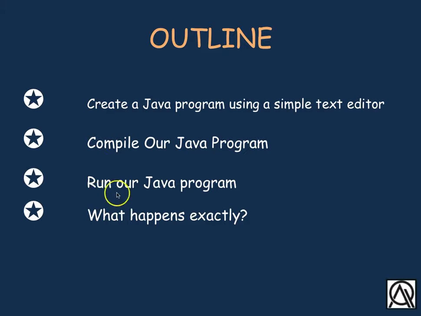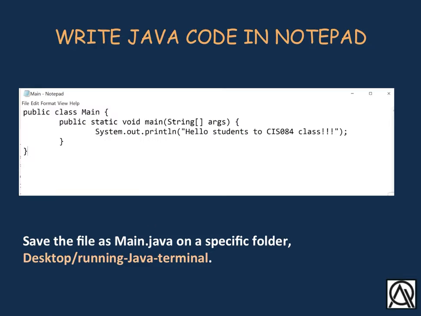So when we reach this step, you will have created, compiled, and run your first Java program. I hope you are all excited. And finally, we will see what exactly happens when we compile and run our first Java program. So let's get started. We are using Notepad to write our Java code.